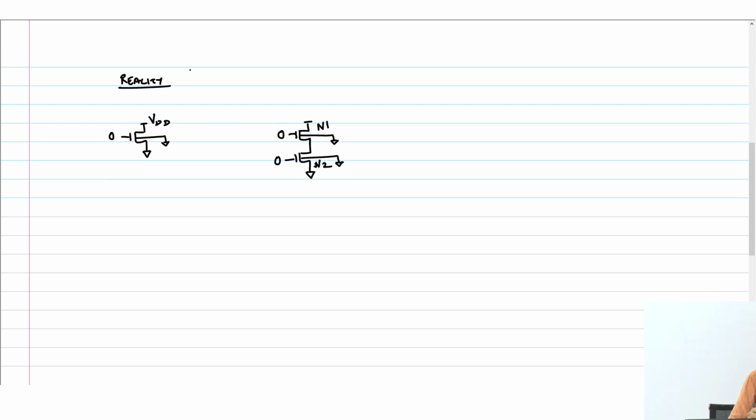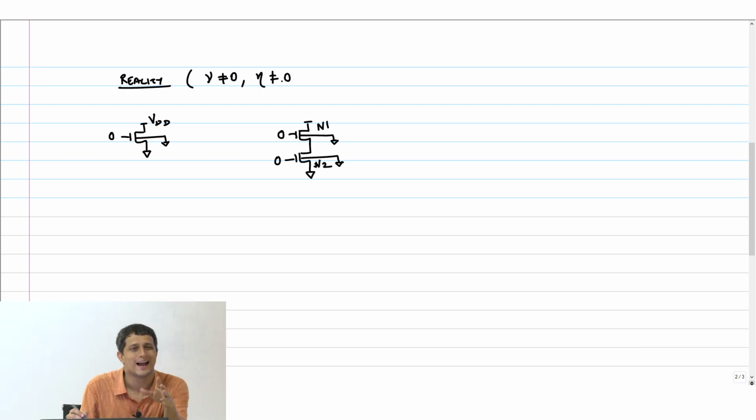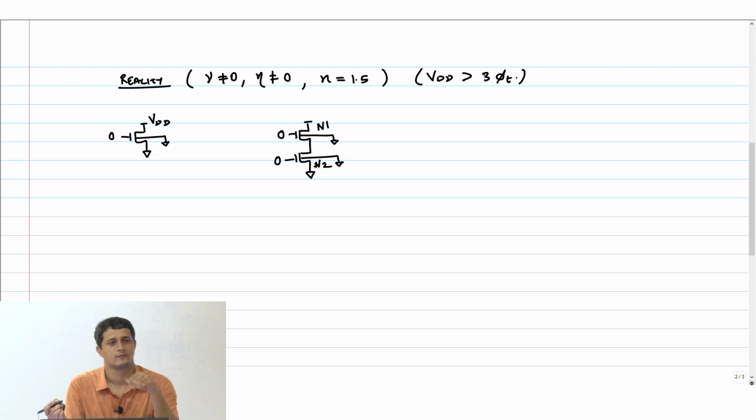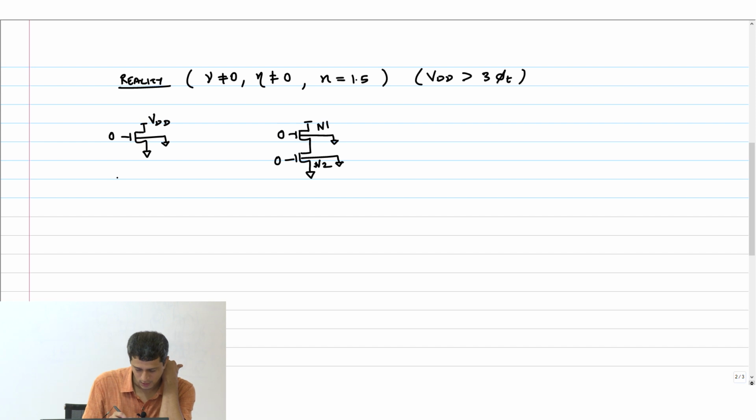Okay. So now let's just calculate various parameters and we'll see what the effect of these short channel effects are, right? Which means basically gamma is not equal to 0, eta is not equal to 0. That ideality factor, it doesn't matter too much, okay? So we can also put that in. n is equal to 1.5 now, right? But VDD is still large. VDD is greater than 3 phi t. That still holds, okay?